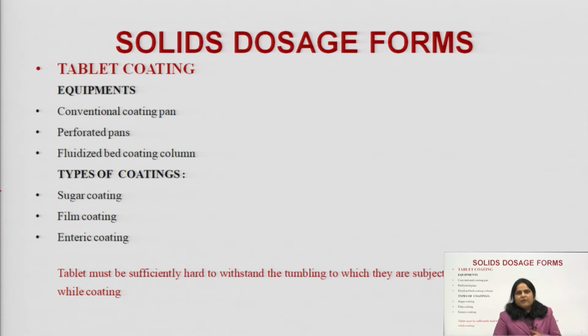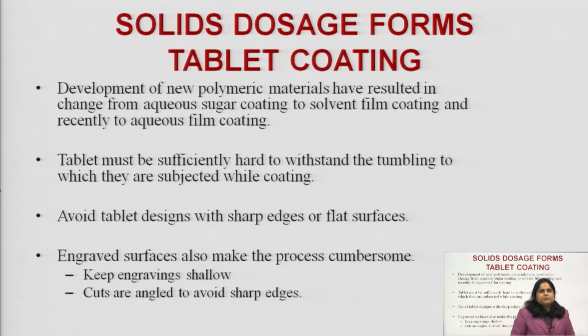The various types of coating involved are sugar coating, film coating, or enteric coating for modified release, where the drug is not stable in our gastric environment. So, we have to coat it with the help of enteric coating polymers. Now, one thing we should keep in mind is that the tablet should possess sufficient hardness to withstand the tumbling effect in the coating pan. The development of new polymer materials has resulted in a change from aqueous sugar coating to solvent film coating and, recently, to aqueous film coatings.